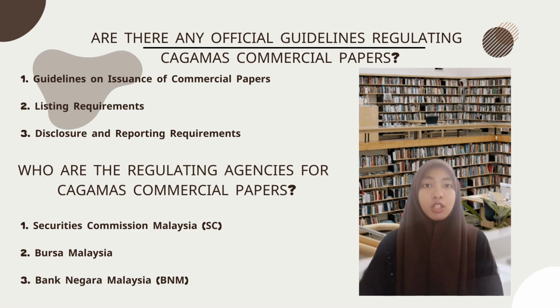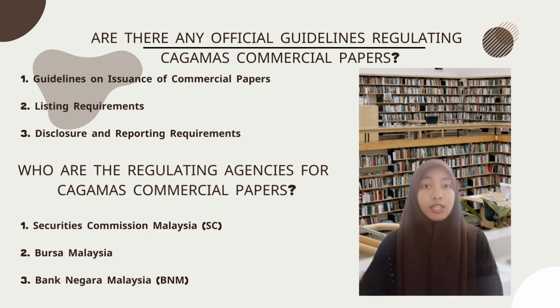Third is disclosure and reporting requirements. Cagamas, as the issuer of commercial papers, is required to provide accurate and timely information to investors. These include periodic financial reporting, disclosure of material information, and compliance with reporting obligations specified by the Securities Commission, who are the regulating agencies for Cagamas commercial papers.